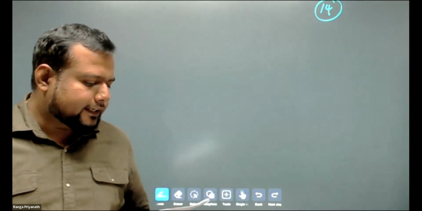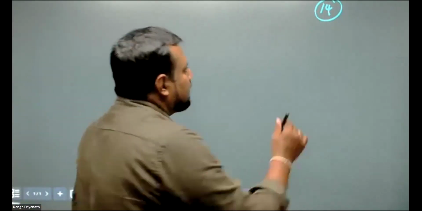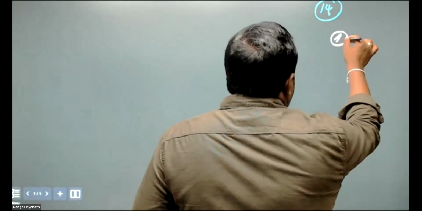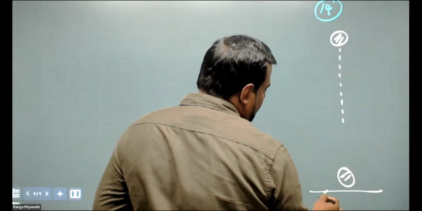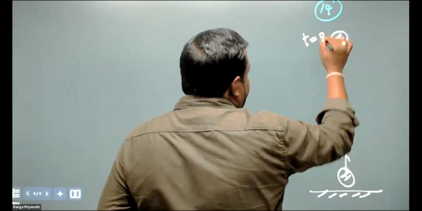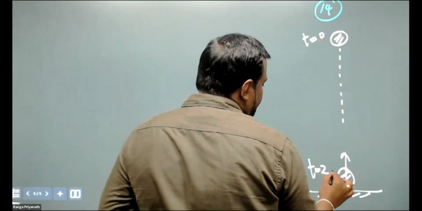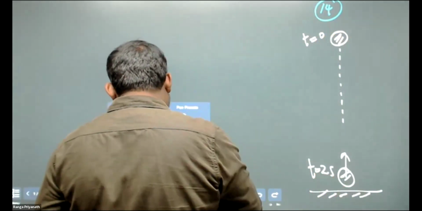When a bomb is dropped from a helicopter, 2 seconds later, a soldier directly below it shoots a bullet vertically upward with a velocity 60 m/s. The bomb is dropped at t equal 0, that happened. At t equal 2 seconds, he projects the bullet.